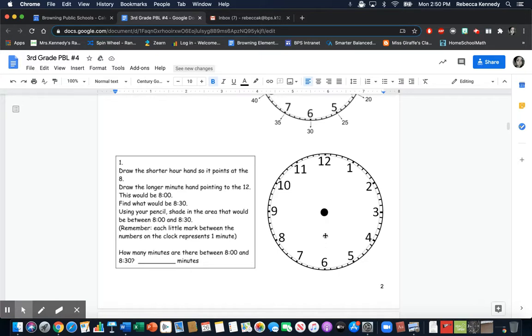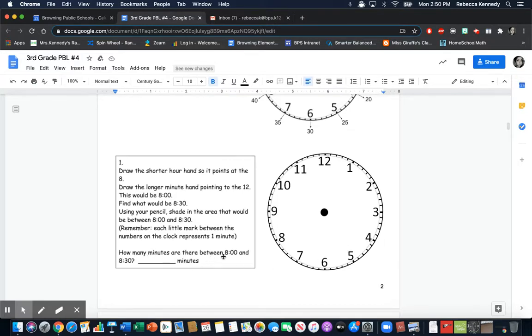So then your longer minute hand would then point at the 6, which would be 30, and your shorter hour hand would stay somewhere between 8 and 9. So you would then take your pencil and shade the area that would be between 8 and 8:30.